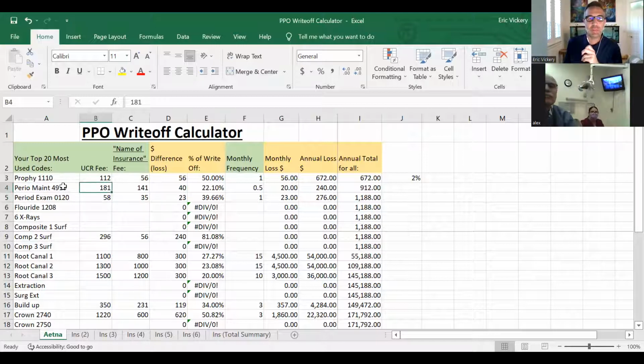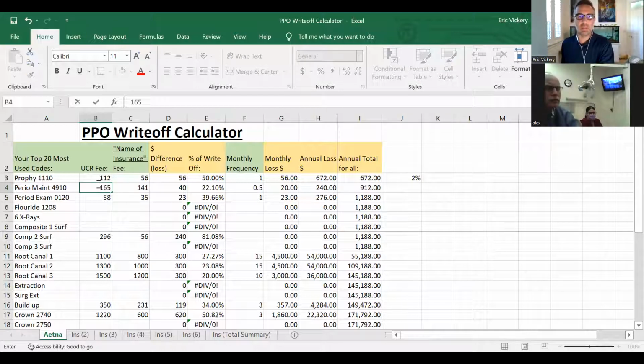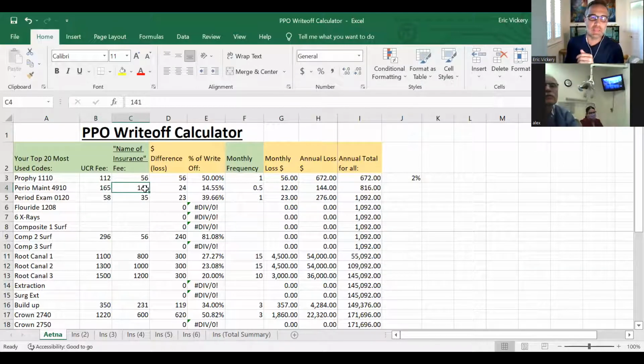So for periodontal maintenance, what is your 4910 fee? We're just going to do these 3 fees. That's it. What is your perio fee? What's your 4910 code office fee? Believe 165. Okay, seems about right. And then what do you think an Aetna fee would be for that? Have no idea. Let's be conservative, say it's 120. Think it's lower than that?